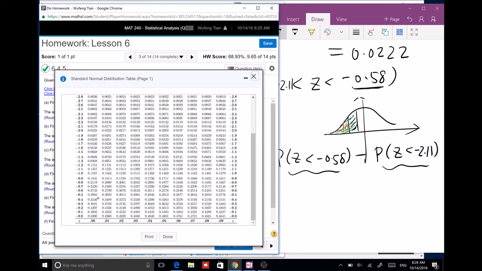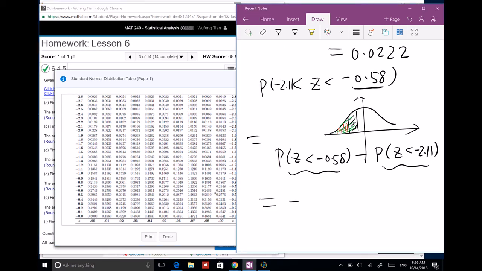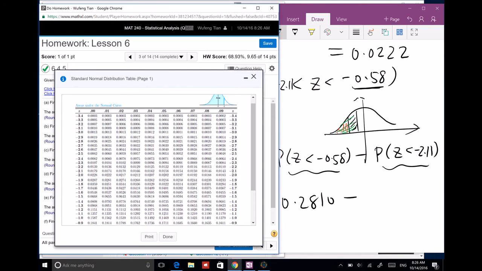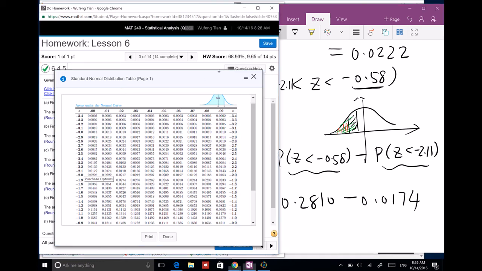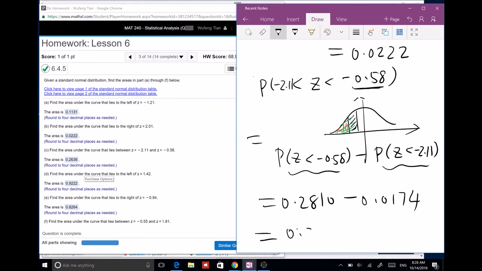Negative 0.5 is 0.3085. Then you continue to the right and horizontally go to 8, so it's 0.2810. So the probability for negative 0.58 equals 0.2810, minus 2.11. So 2.1 is 0.0179. Go horizontally one more, it's 0.0174. To find the answer, it's subtracted. It gives you 0.2636.